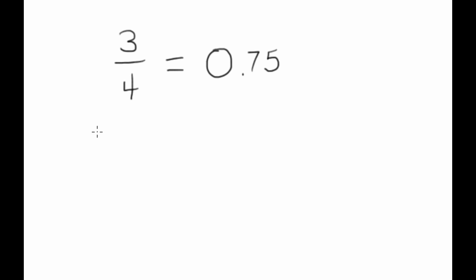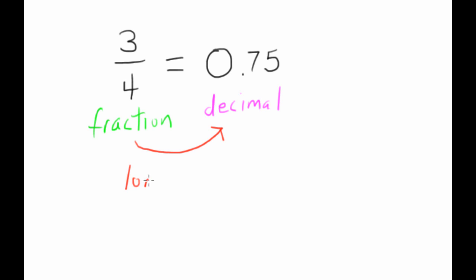What have we just done here? Well, on the left, we have a fraction. On the right, we have a decimal. We want to be able to convert from fraction to decimal. There's a technique we're going to use that always works, and it involves long division.